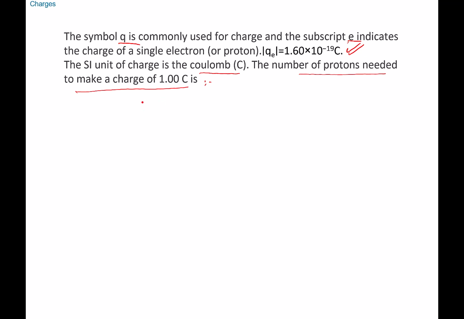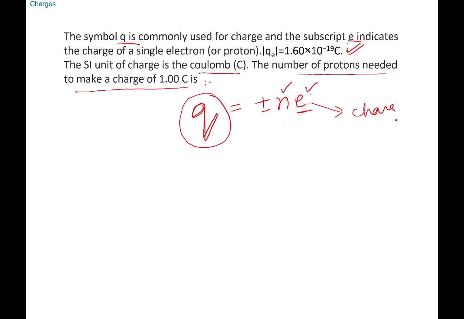Since we say that the charge is conserved, we also say charges are quantized. That means the charge is given by the formula Q = NE, where N is the number of electrons or protons, and E is the single charge, the charge of an electron or a proton. So if you want to find out how many protons are needed to make a 1 Coulomb charge, you can go ahead and do this math.